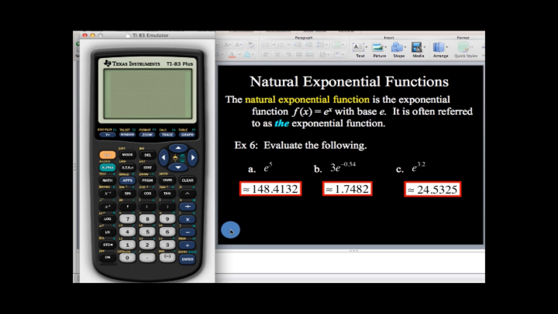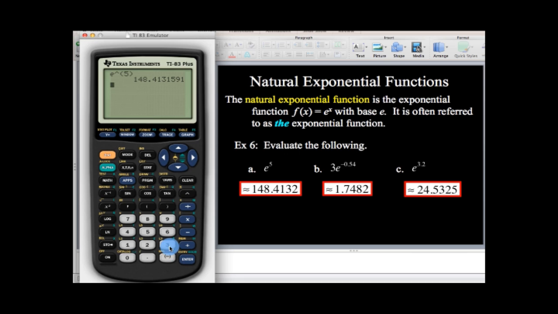Looking at example 6, you can see the answers there, but again, here's how we do that. The base of e is a special base, and so it has a special button. It's second, and then this ln button right next to the 4. That gives us the e raised to a power, and we just want to type in 5 and close our parentheses. And we get, when we round it off to 4 decimal places, you can see our answer there.